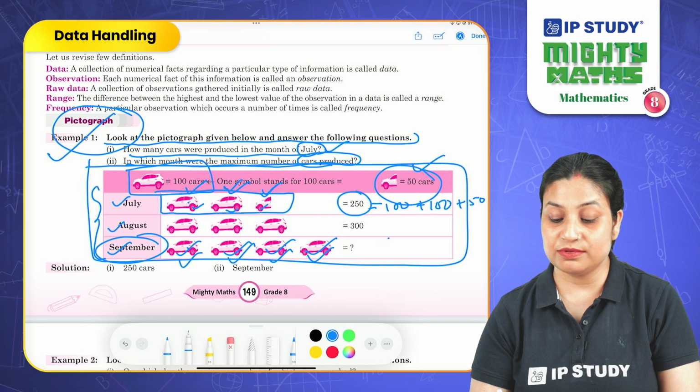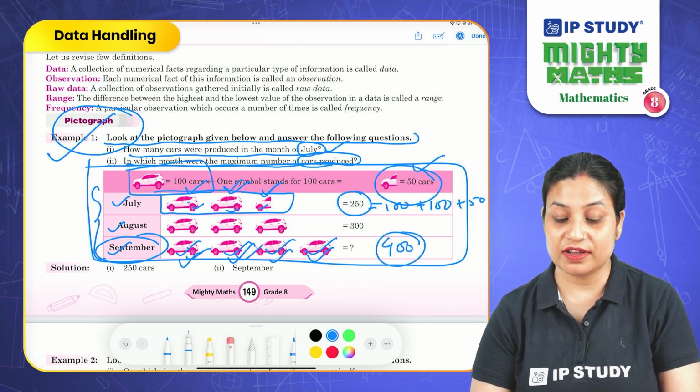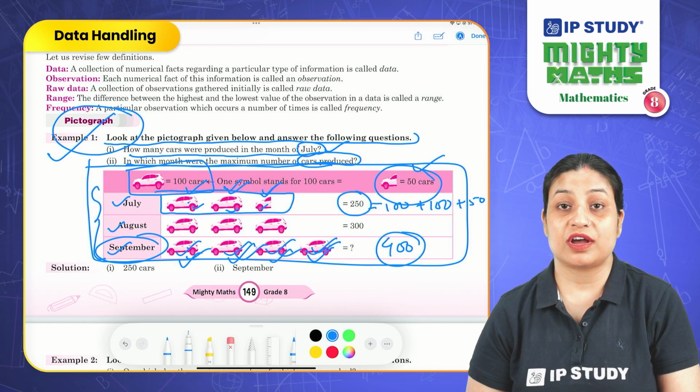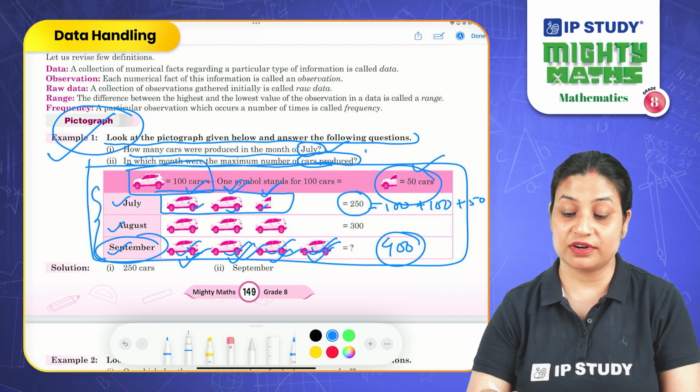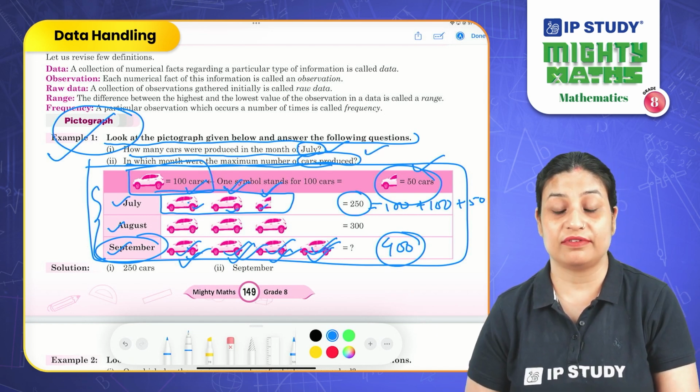So how many cars are produced in total? 400 cars are produced in the month of September. So I hope you have understood what a pictograph is and how to interpret a pictograph, right?